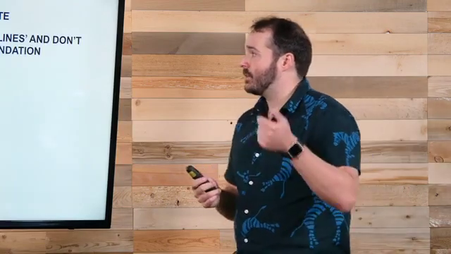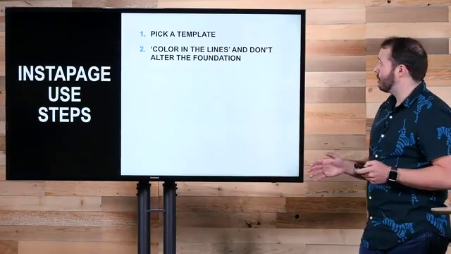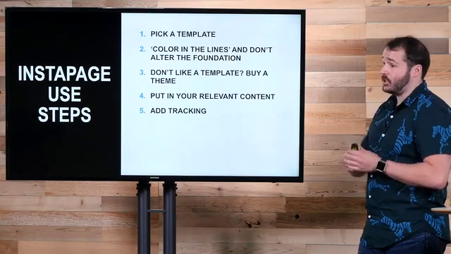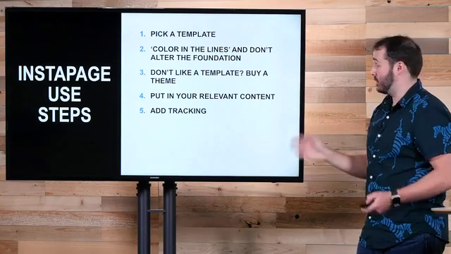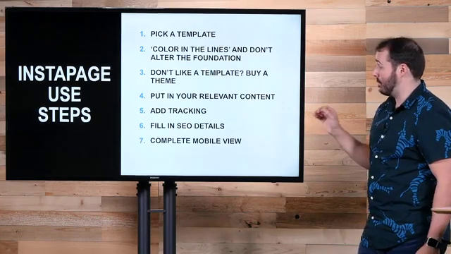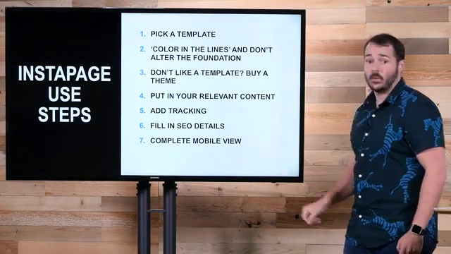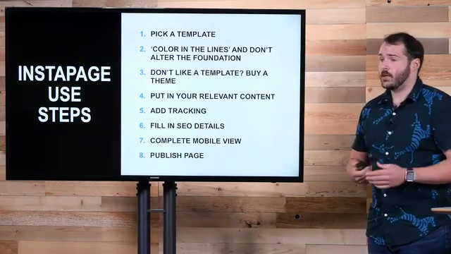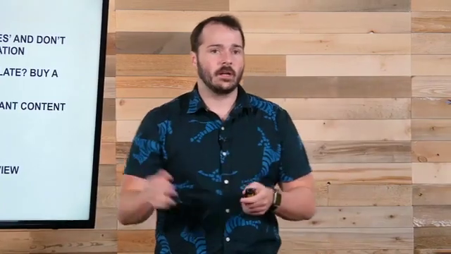Another thing. So the Instapage steps: pick a template, really just color within the lines, don't go too crazy. If you don't like a template, buy a theme. Put in your relevant content, add tracking, which is super easy to do. They just ask, hey, what's your Google Analytics? You're fine. Fill in SEO details with metadata and those things. Complete the mobile view, which should have a million exclamation points, because that's super crucial. And then just publish the page. You can publish the page to WordPress, you can use one of their links, you can do whatever you really want there.